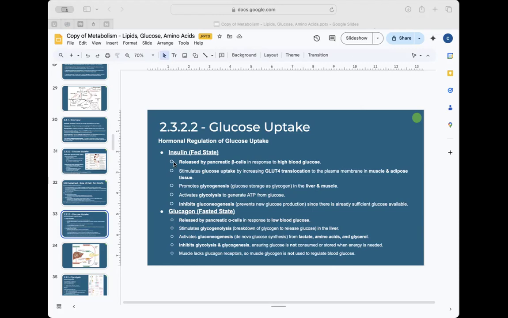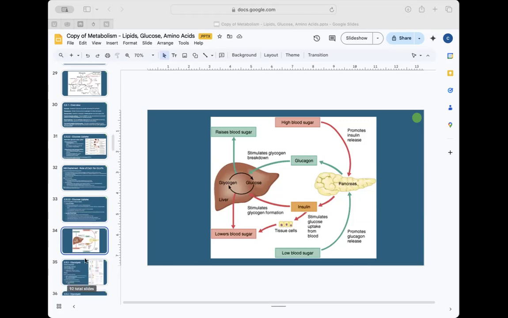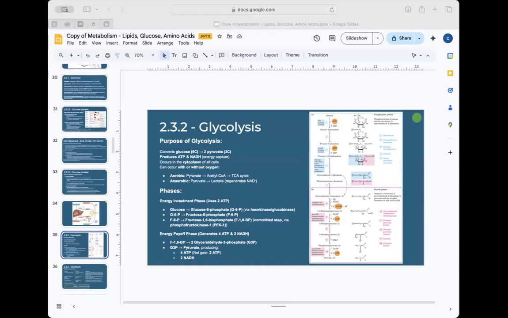So that's glucose uptake, and I realized that was a lot of slides with a lot of text on them. So here is a diagram that sort of overviews the hormonal regulation of glucose and the key players in that. So yeah, we've covered glucose uptake. The next thing to think about is glycolysis. So glycolysis is our starting point for breaking down glucose.